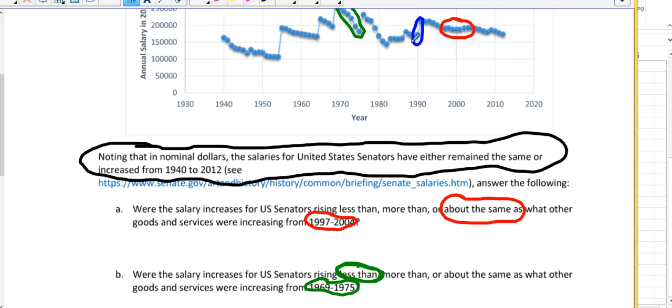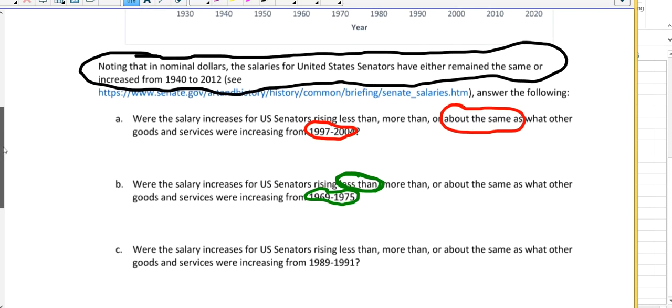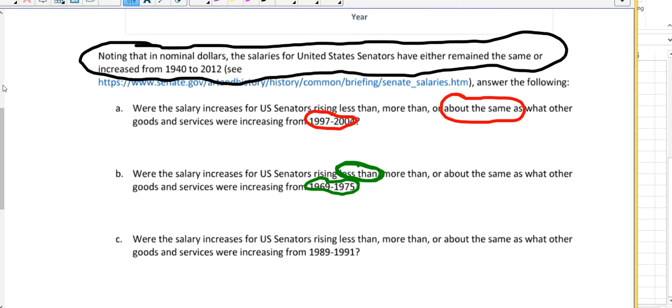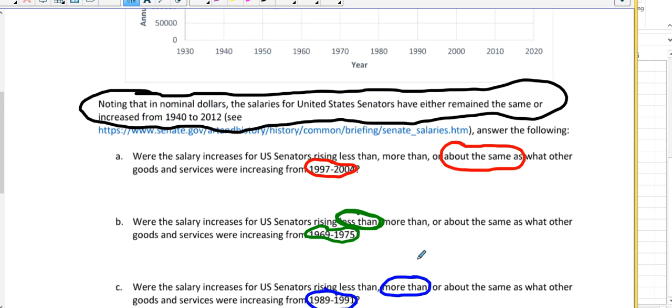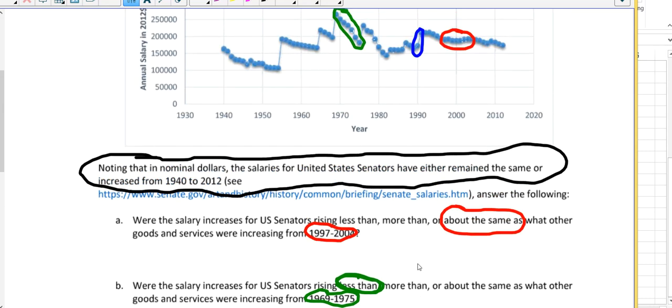If the salaries were increasing in constant dollars, that meant that in that brief interval of time, those few years, whatever increases the senators were getting were more than what other increases of goods and services were, or they were more than inflation. Because the constant dollars graph was increasing, they were getting salary raises that were more than what other goods and services were.